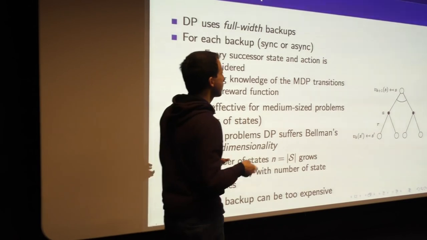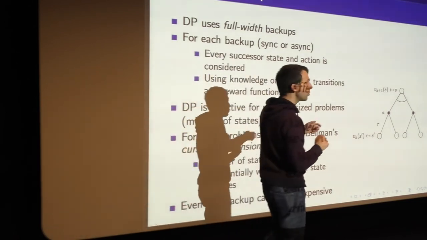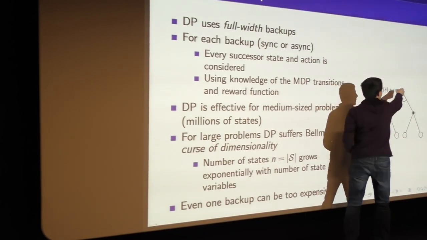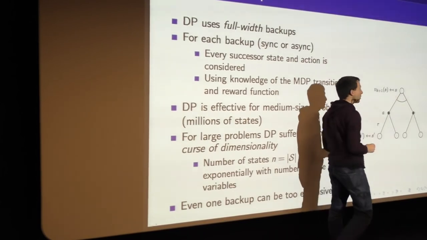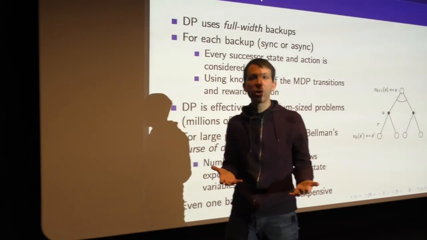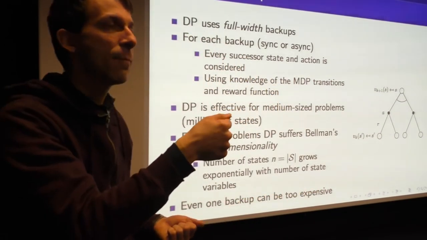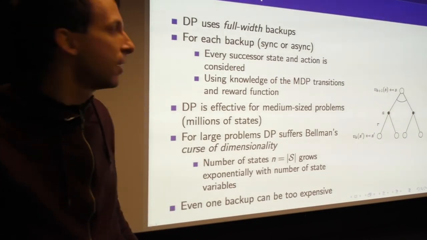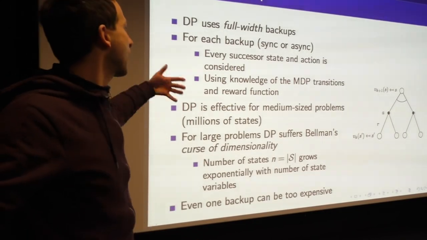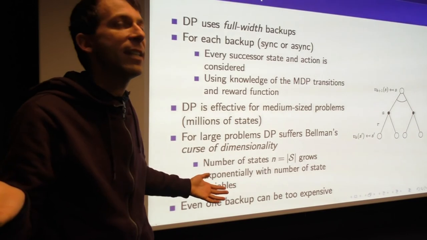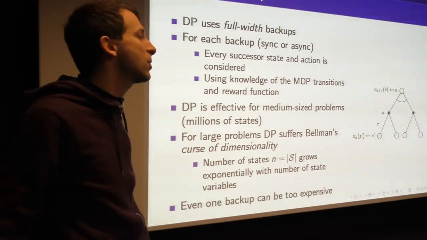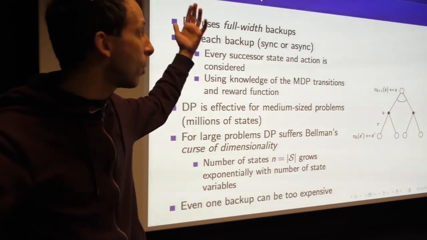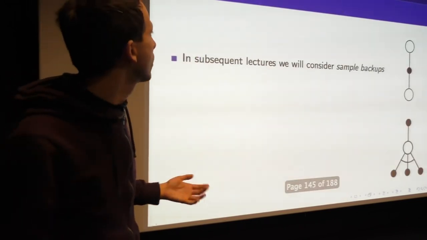The way that we solve this is by sampling. Instead of considering the entire branching factor here, we're just going to sample particular trajectories and sample our expectations. Instead of doing a full-width search, we're going to just sample a single trajectory. And in cases where even one backup is too expensive, so we're going to talk about problems later with 10 to the 170 states, you can't even do one iteration of dynamic programming. You can't even do one backup. You can't even compute this for one state. So what you do, you sample.